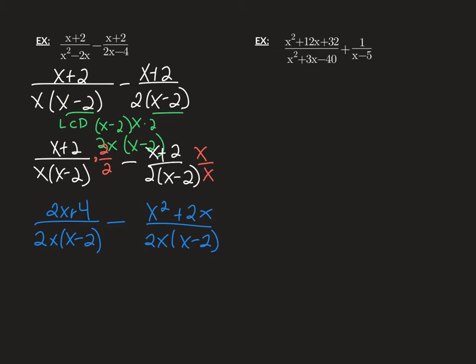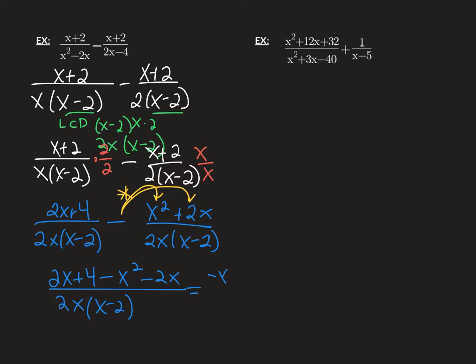Now that my denominators are the same, I can actually combine my fractions, but this is one of those with that negative that's going to need to be distributed. So let's look at what that looks like. We'd have 2x plus 4 minus x squared minus 2x over 2x times x minus 2. Simplifying, I'm going to get negative x squared plus 4 over 2x times x minus 2.